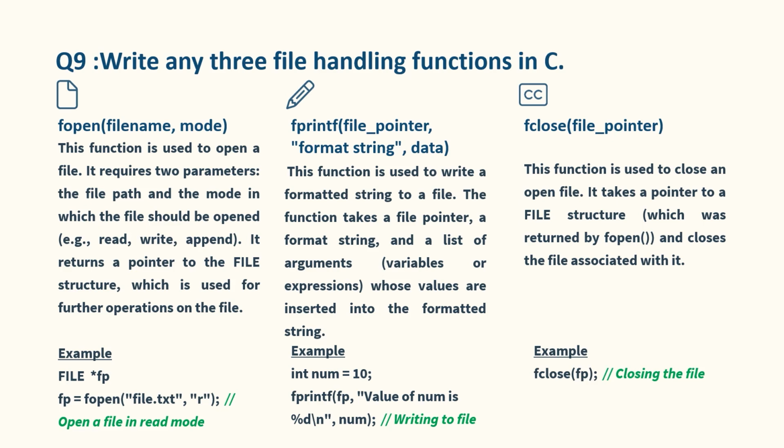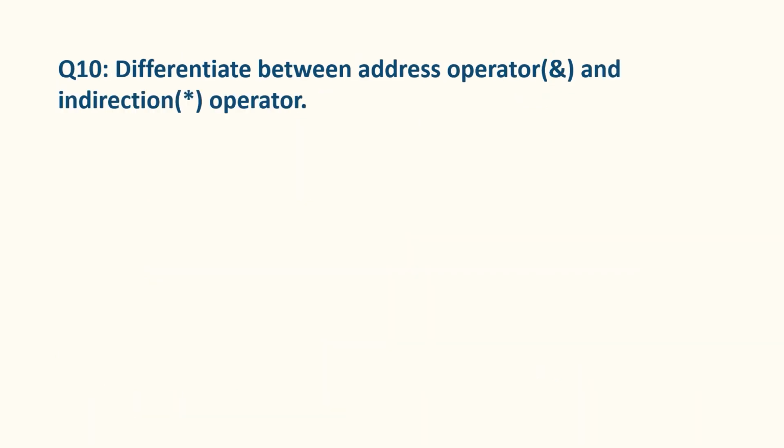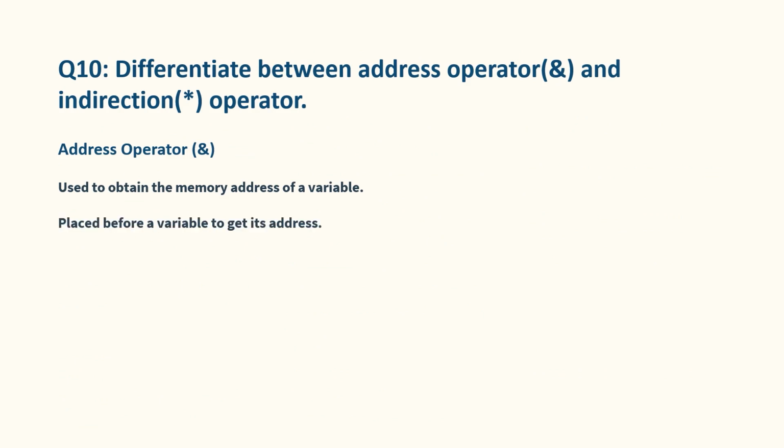Question number 10. Differentiate between address operator and indirection operator. Address operator is used to obtain the memory address of a variable. When placed before a variable, it gives the address where the variable is stored in memory. In the given examples, x is an integer variable with a value of 10. Using the address operator, we take the address of x and store it in a pointer ptr.